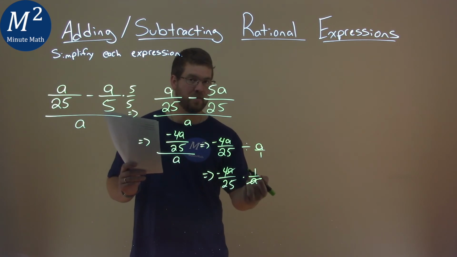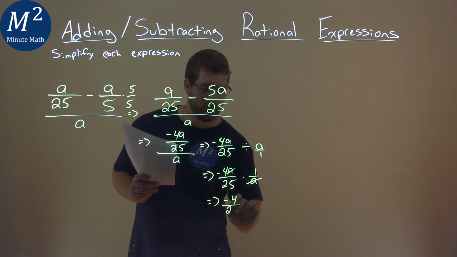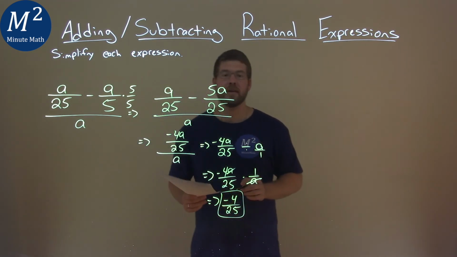There's just a 1 on the left, on the right-hand side. So we have a negative 4 over 25 left over, and that's it. That is our final answer.